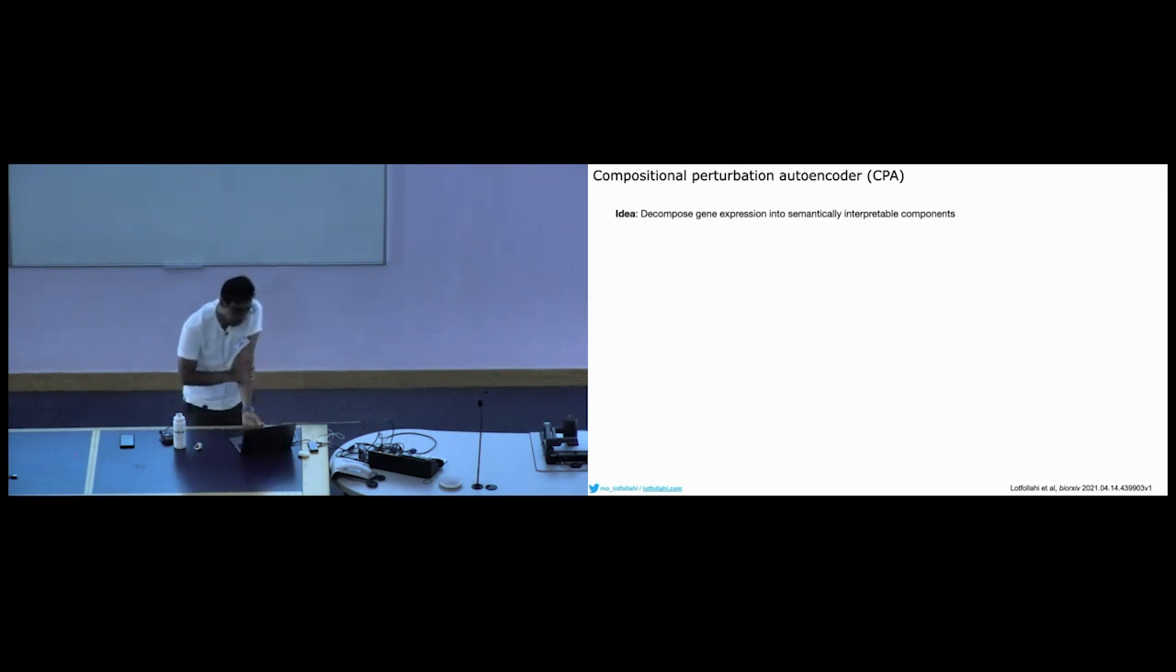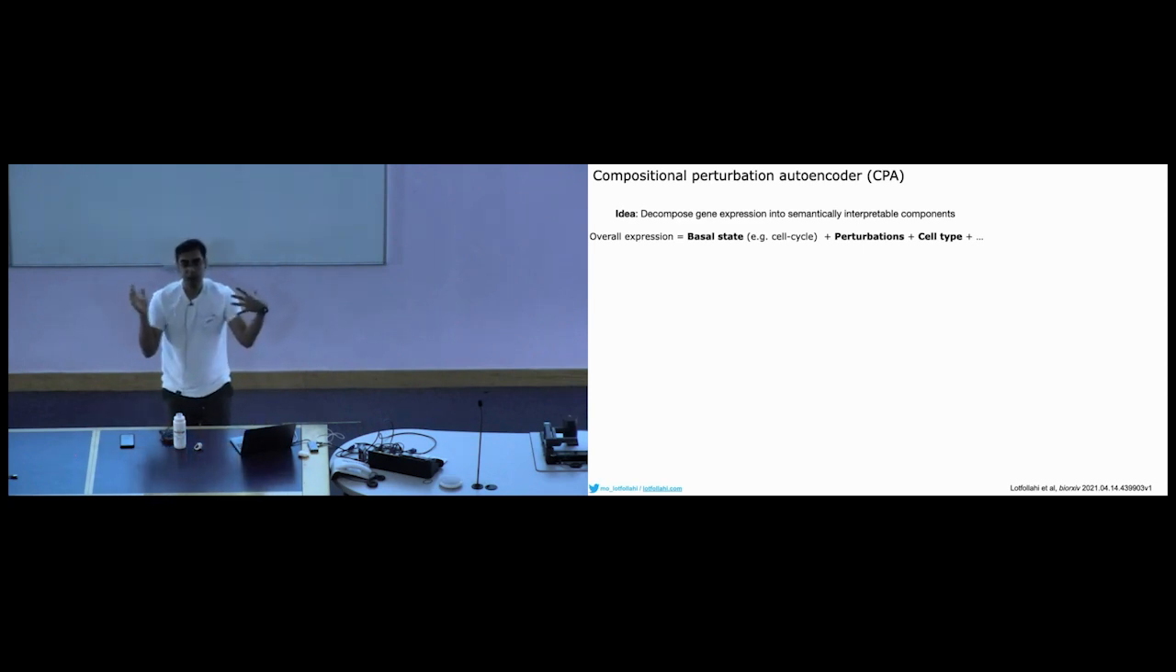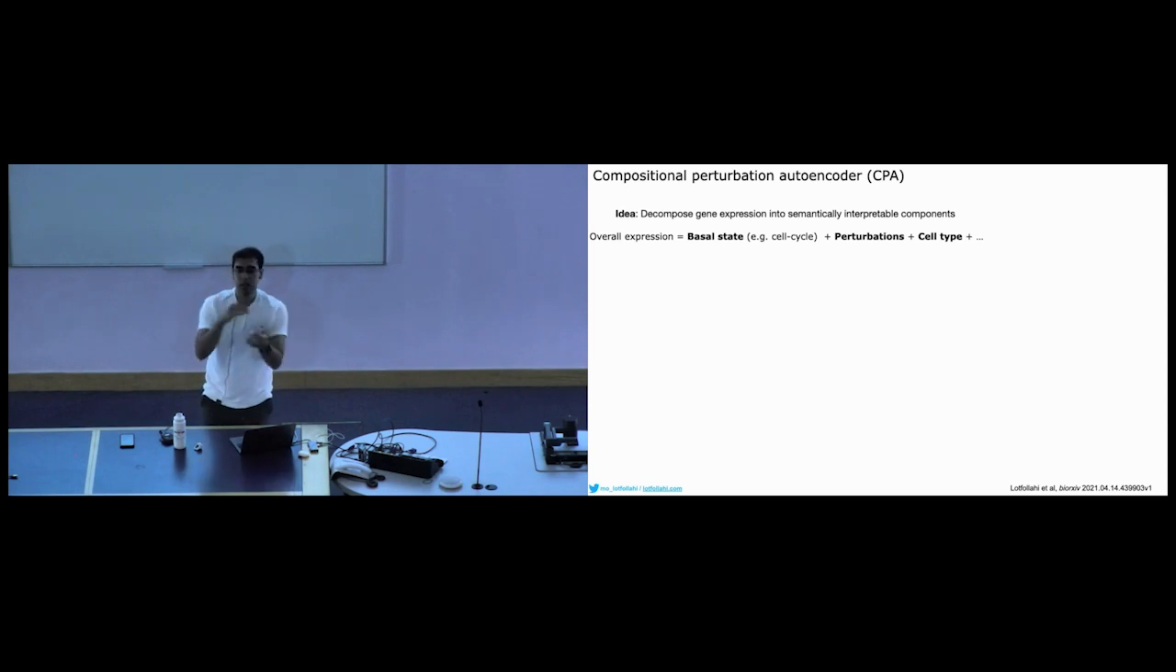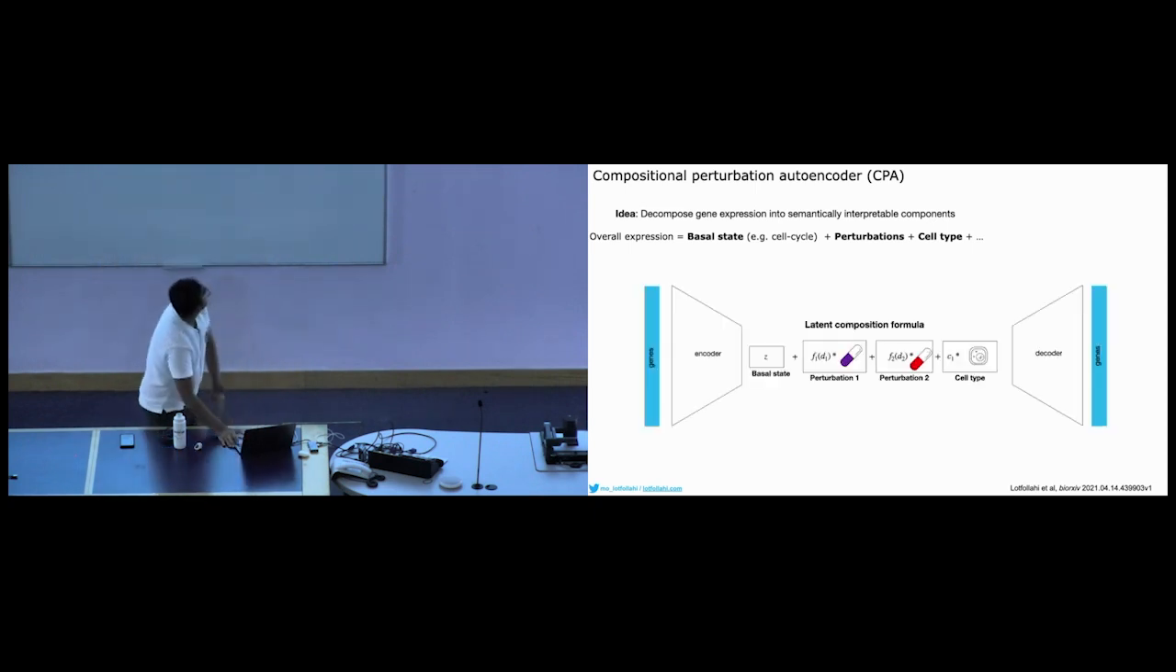And this was basically my work during my internship at Facebook AI, where we tried to make this whole thing more interpretable, like a linear model. Can we decompose these effects such that the overall expression is decomposed into a basal state, meaning a state that is free of the variation of perturbations and cell type, plus variation due to the cell type, variation due to the drug, and so on and so forth? Yeah, and this is basically what we call CPA, the compositional perturbation autoencoder.